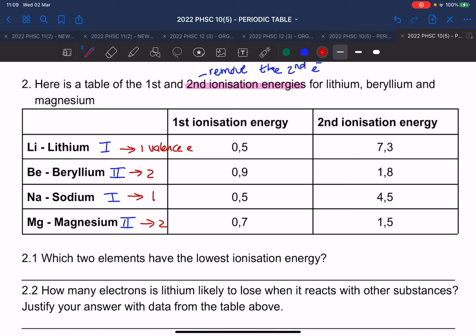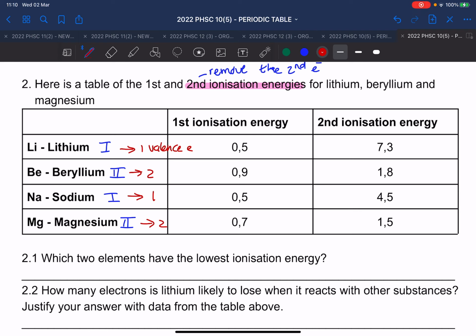It means it requires, it needs less energy or little energy to remove an electron. This one has 2 valence electrons. We can see now that the energy increases. Why? It will be difficult to remove the first electron because it's paired. So it will require more energy to remove the first electron.